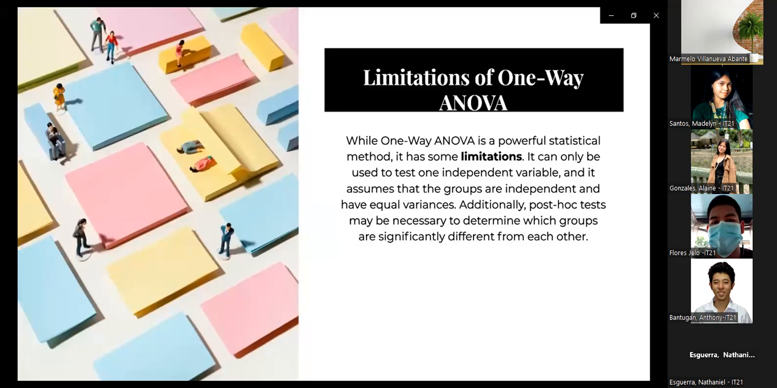While one-way ANOVA is a powerful statistical method, it has some limitations. It can only be used to test one independent variable and assumes that the groups are independent and have equal variances. Additionally, post-hoc tests may be necessary to determine which groups are significantly different from each other.